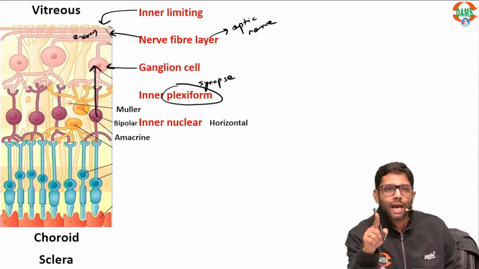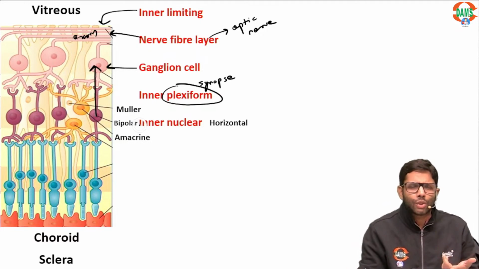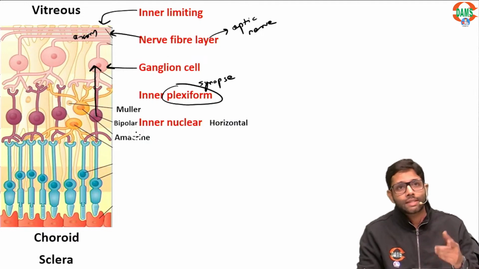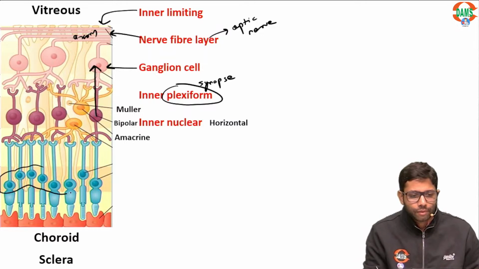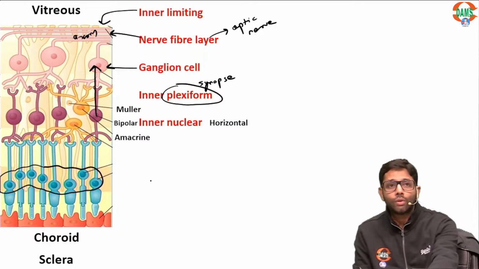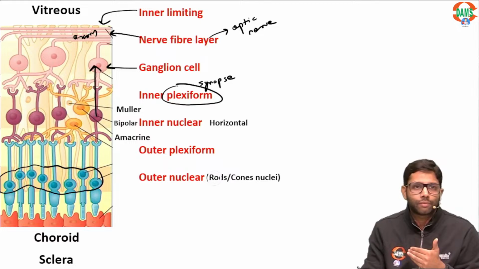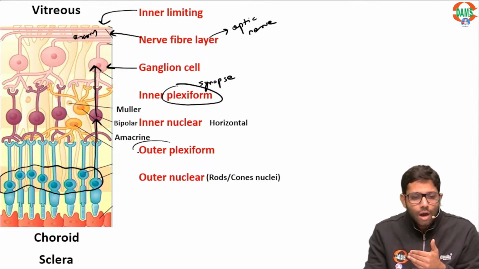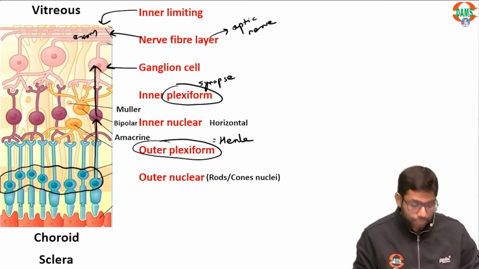So the inner plexiform layer is the synapse between the bipolar cells of the inner nuclear layer and the ganglion layer. Whereas the inner nuclear layer is receiving the impulse from these cells. What are these? These are the outer nuclear layer. They are the nuclei of the rods and cones photoreceptors. And from here the impulse goes into the bipolar cells of the inner nuclear layer via the outer plexiform layer, which is also known as Henle's layer, identified by a scientist, Henle.